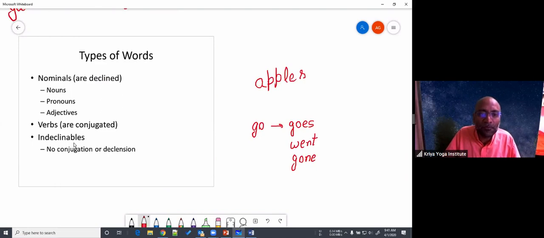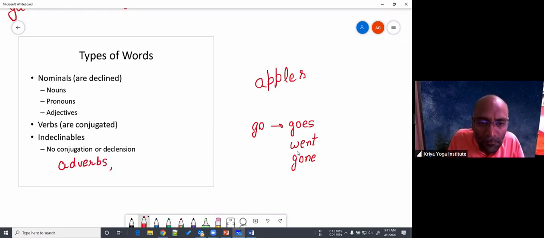And then the third type of words are indeclinables. So in the first two categories you have a base word, either root or noun, and then you change the form of the word to use in a sentence. In the case of indeclinables, the word does not undergo any change, and that's why it's called indeclinable. So no conjugation or declension; the word is used as such. Some examples of this kind of words are adverbs and particles.